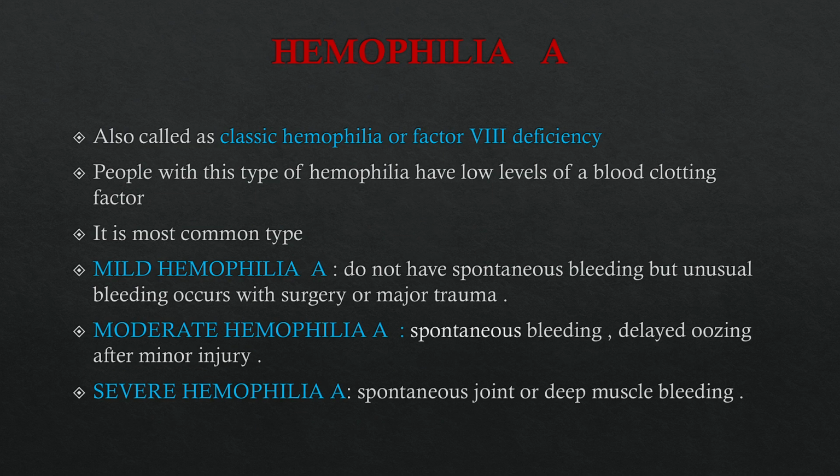Hemophilia A. Hemophilia A is also called classic hemophilia, a factor 8 deficiency. People with this type of hemophilia have low levels of blood clotting factors. It is the most common type. Mild hemophilia A doesn't have any spontaneous bleeding, but unusual bleeding occurs with trauma or major surgery. Moderate hemophilia A. Spontaneous bleeding and delayed oozing after minor injuries occur. Severe hemophilia A. Spontaneous joint or deep muscle bleeding occurs.